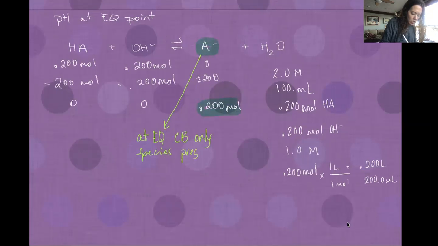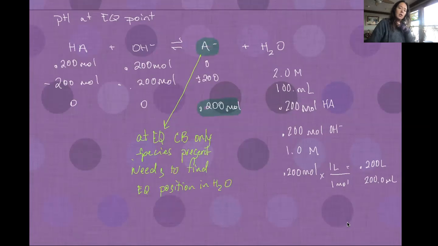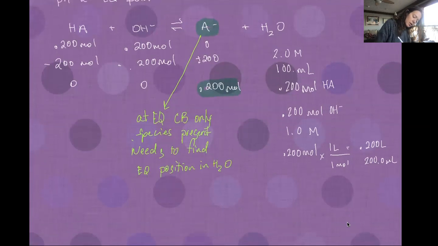It is the conjugate base of a weak acid. It has basic properties. It will participate in equilibrium, so it needs to find its equilibrium position in water. Okay, now we need to get the new concentration, right? So find concentration.